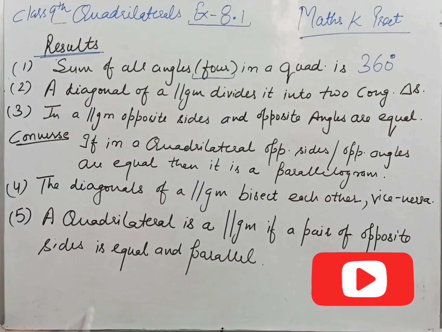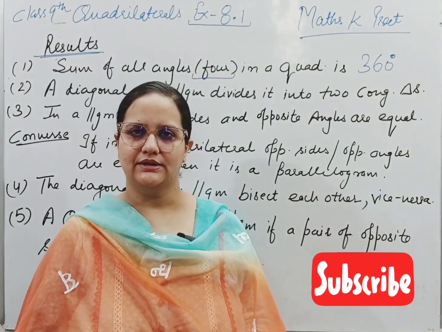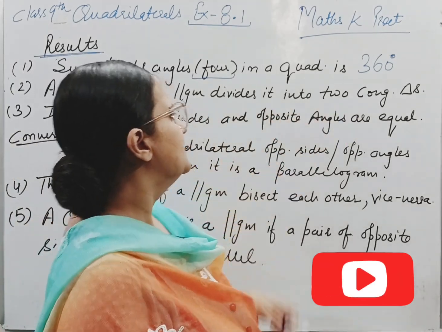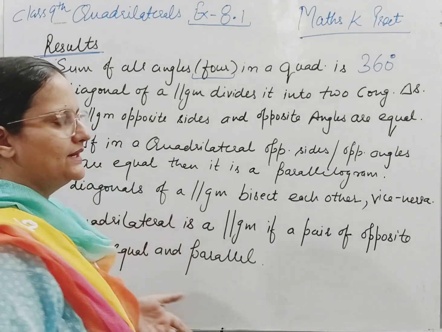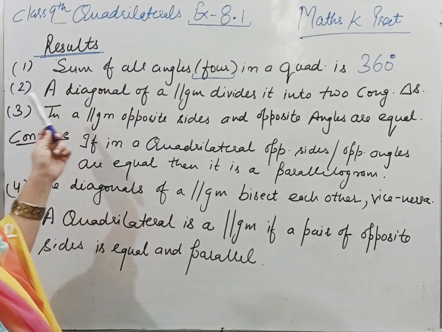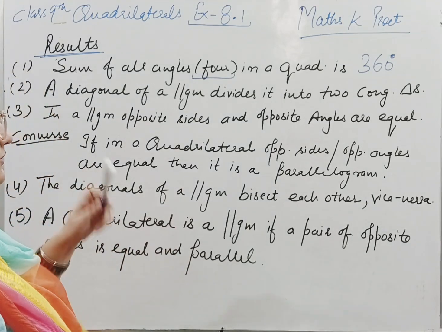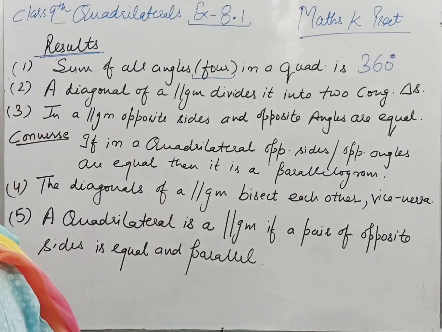Result number 1 is that the sum of all the angles in a quadrilateral. A quadrilateral has 4 sides, 4 angles at 4 vertices. The sum of all the angles in a quadrilateral is 360 degrees. Second result is saying that a diagonal of a parallelogram divides it into two congruent triangles. Proof of each and every result we have seen. These are just the results. A diagonal of a parallelogram divides it into two congruent triangles. All these results we have to keep in mind throughout the chapter to solve the questions.